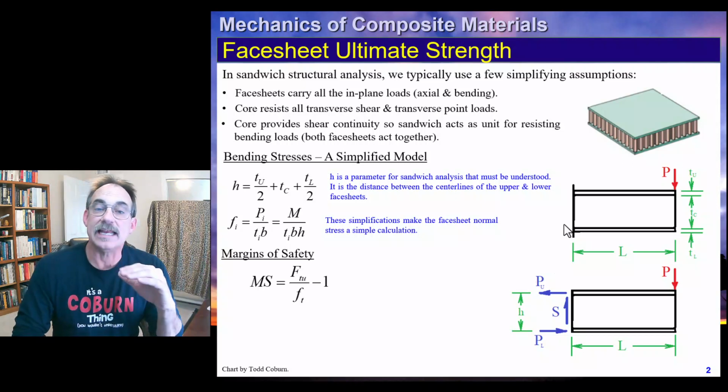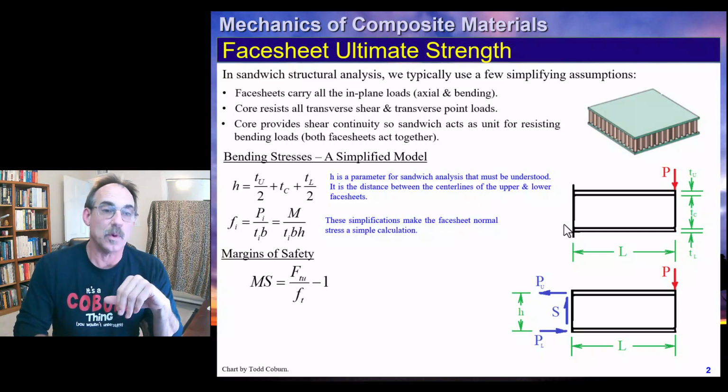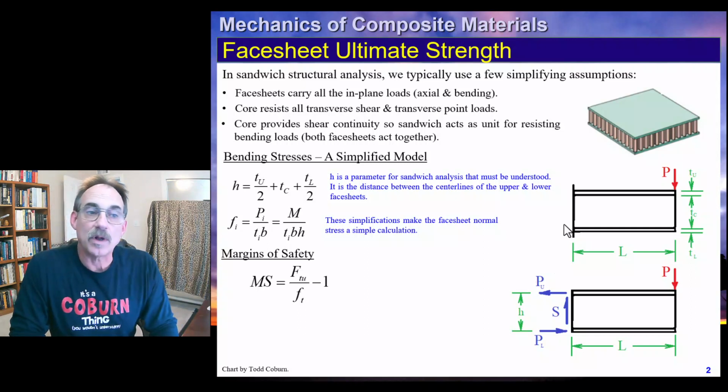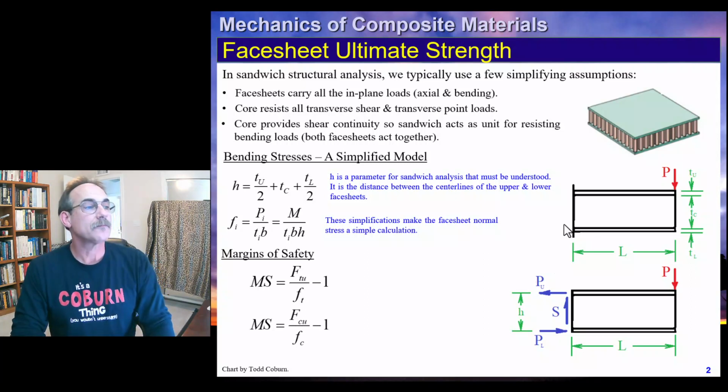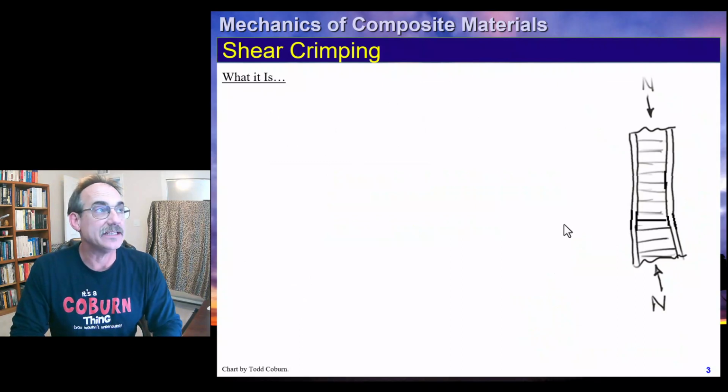And we could check any in-plane shear stress in the face sheet against the FSU of the face sheet as well. Okay, so these are checks we need to make, but they're ones that will typically not be the most critical ones. So that's the margin of safety for tension and compression on that basis.